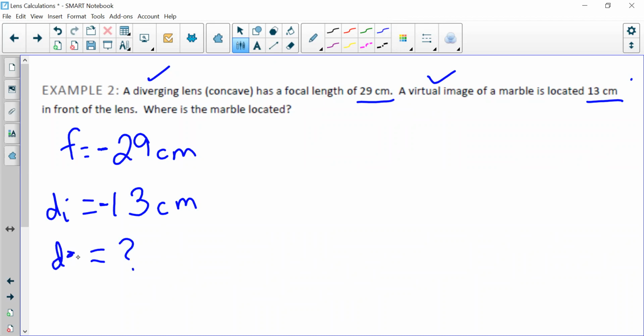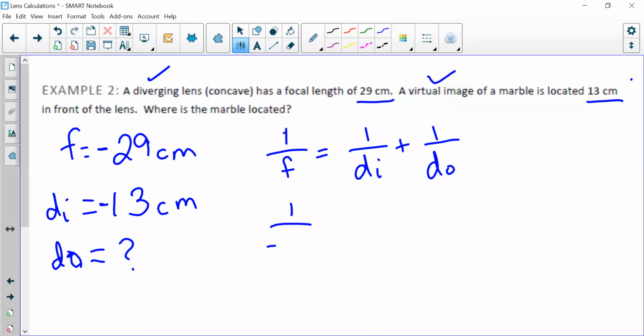Okay. So we're going to plug in all of our values, and we're going to solve. So 1 over F equals 1 over DI plus 1 over DO. All right. Plug in your numbers. Okay, let me try to catch up. So 1 over negative. Okay, careful with your signs. This is a little bit of a tricky one.